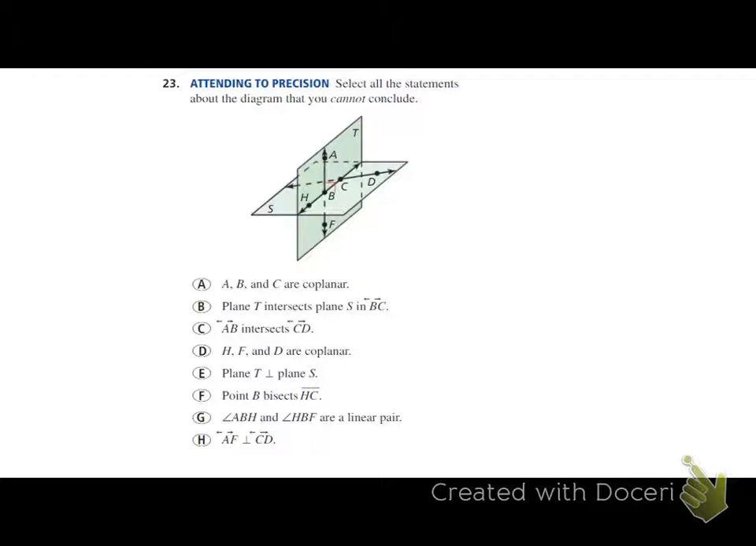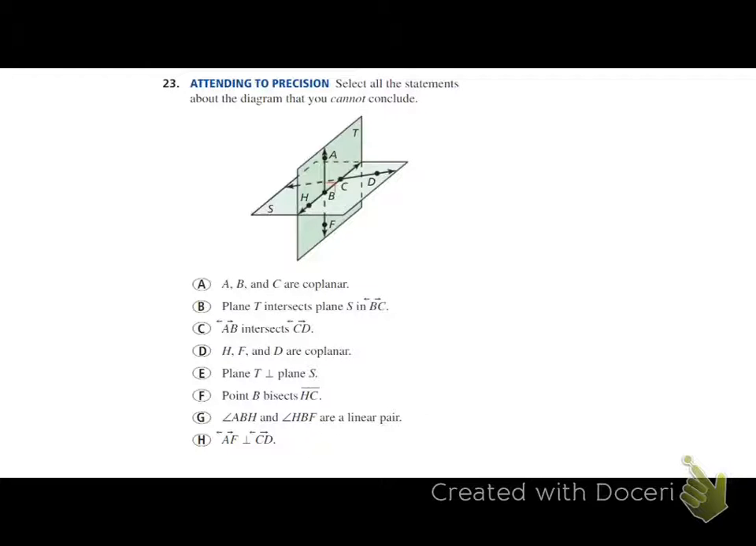The next one says plane T intersects plane S at BC. So this one again, BC is here in the center. It does intersect both planes, so that one is also true. You want to circle the ones that are not true, or you don't know if they're true.